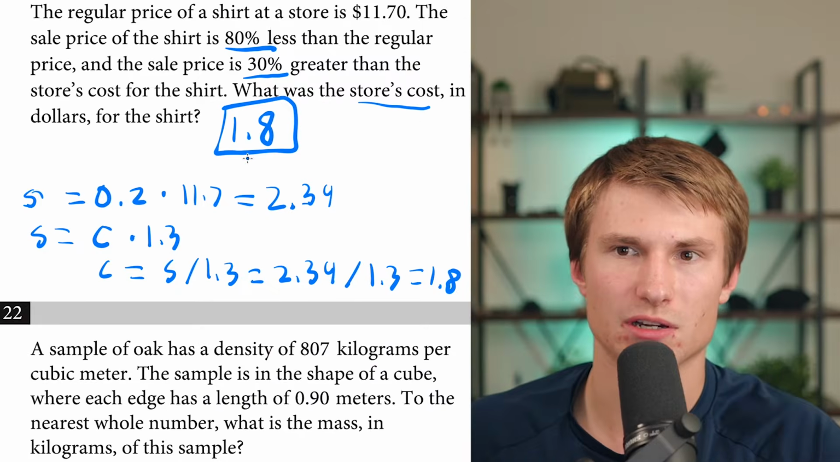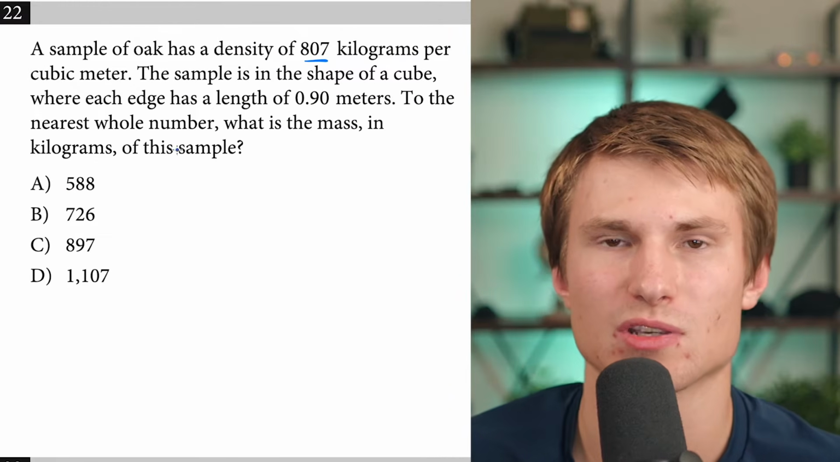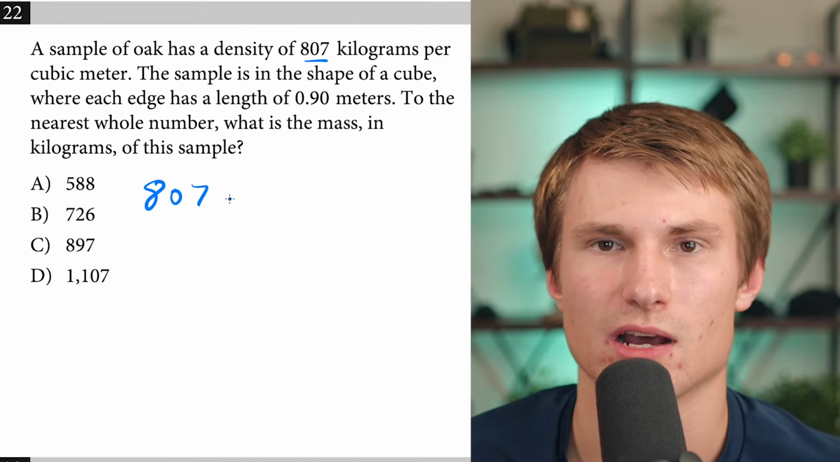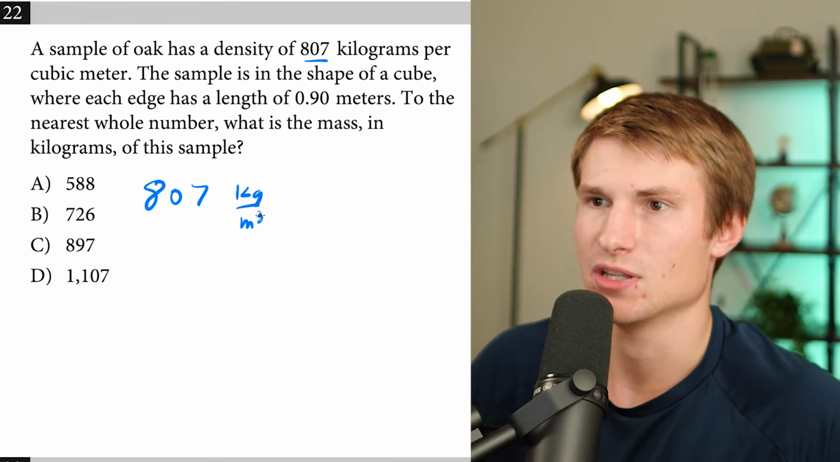All right, moving on from here, we've got question number 22. Sample oak has a density of 807 kilograms per cubic meter. Go ahead and write that out as 807 kg per cubic meter. Write that as meters cubed.